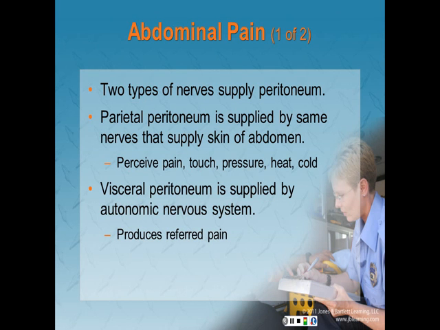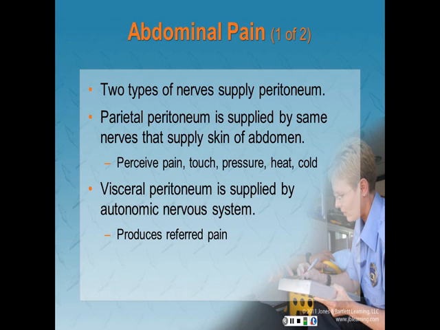There are 2 different types of nerves that supply the peritoneum. Abdominal pain can have different qualities. The parietal peritoneum is supplied by the same nerves that supply the skin of the abdomen. It can perceive pain, touch, pressure, heat, and cold, and can easily identify and localize a point of irritation.